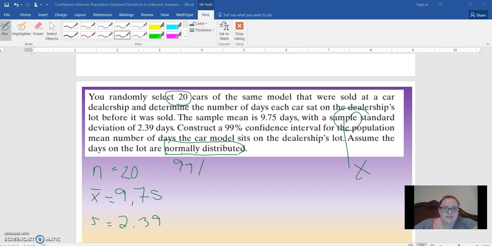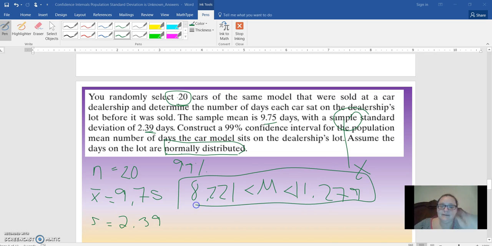All right, notice it goes to the hundredths. So we need to go to the thousandths because that's the rule for rounding. All right, so 8.221 to 11.279. All right, we can write it as an interval. This means I'm 99% confident that the car is going to sit on the lot between 8.221 days and 11.279 days. Okay, or we can write it as a margin of error.